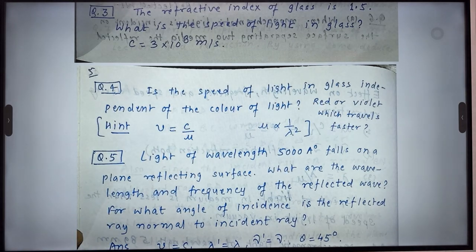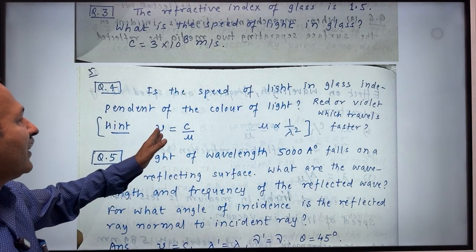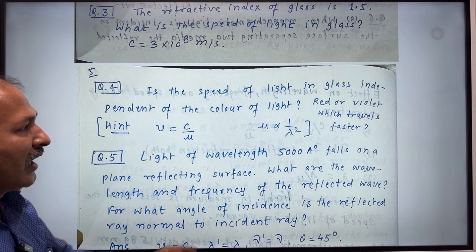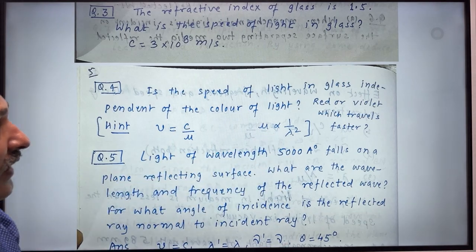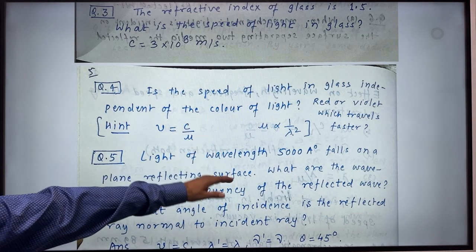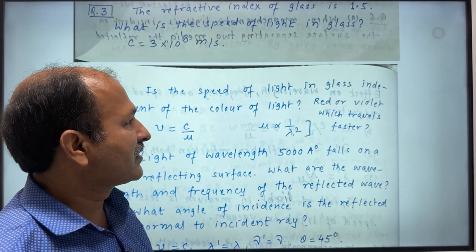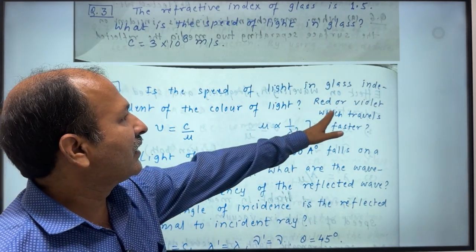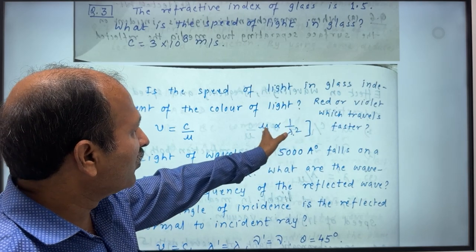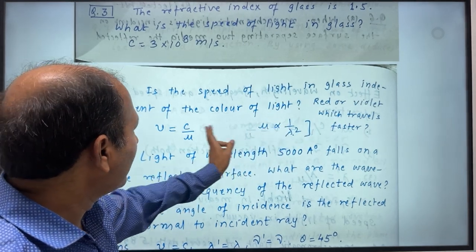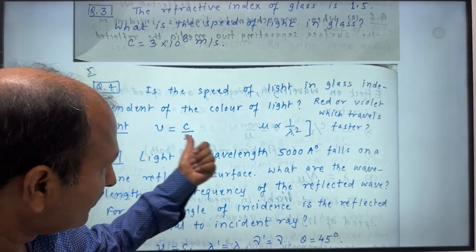Next question says, is the speed of light in glass independent of the color of light? No. Be very careful. Since speed is given by v equals c upon mu, and mu depends on the wavelength of light. If you remember the spectrum, you have seen that the wavelength of red color is highest, right? So if red color has the highest wavelength, then its mu will be the least, right? If mu is the least, then v will be more.